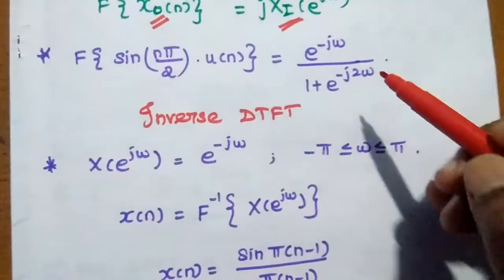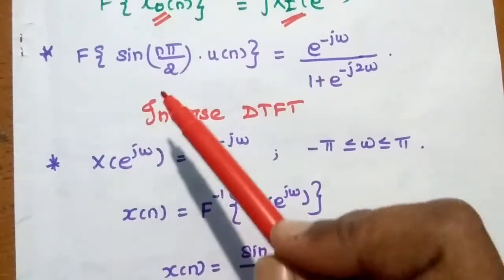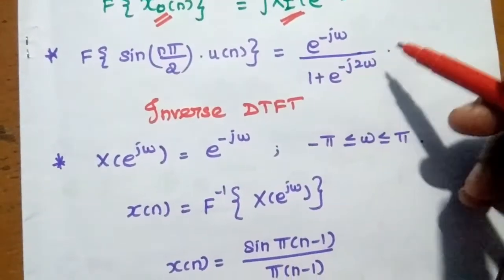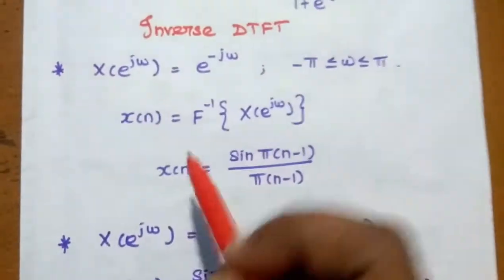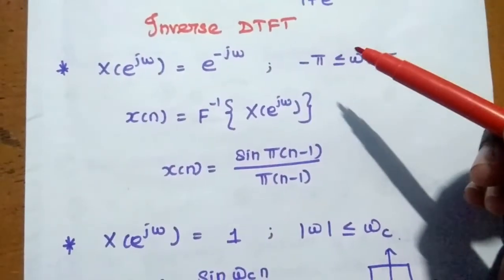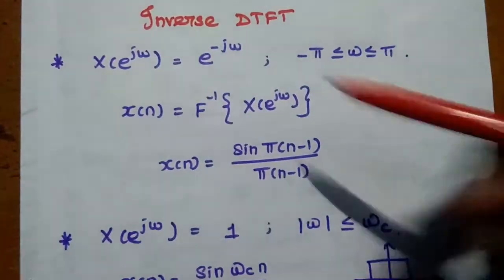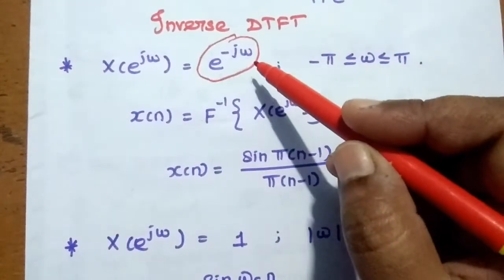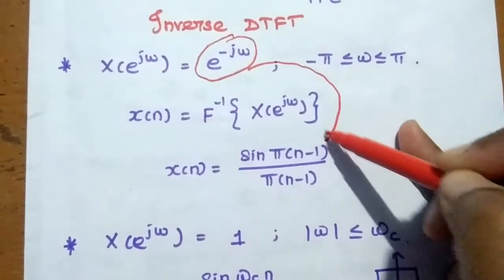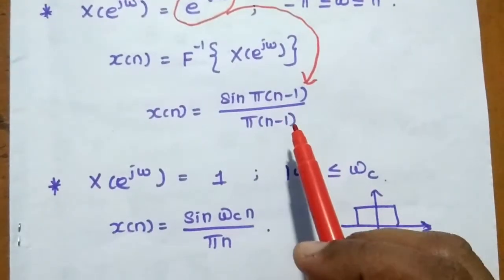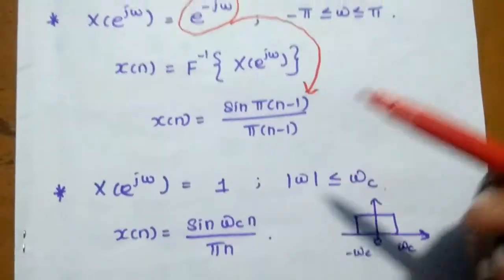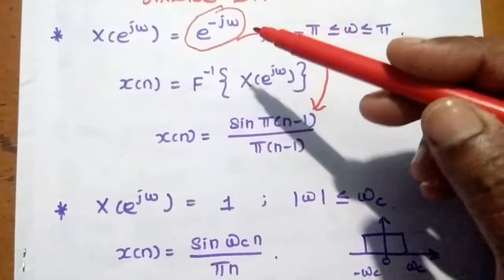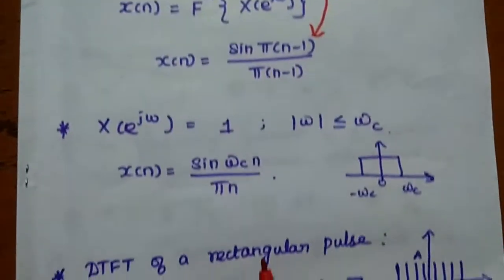Likewise, these are very important formulas, that is, the Fourier transform of sine n pi by 2 is equal to e power minus j omega divided by 1 plus e power minus 2j omega. Next, important inverse DTFT formulas may also be given like this. X of e power j omega is equal to e power minus j omega. What is the sequence? What is the time domain signal for this? It is sine pi of n minus 1 divided by pi of n minus 1. We have already solved some problems like this in the previous video lecture. So you have to remember the formulas directly to solve some problems.